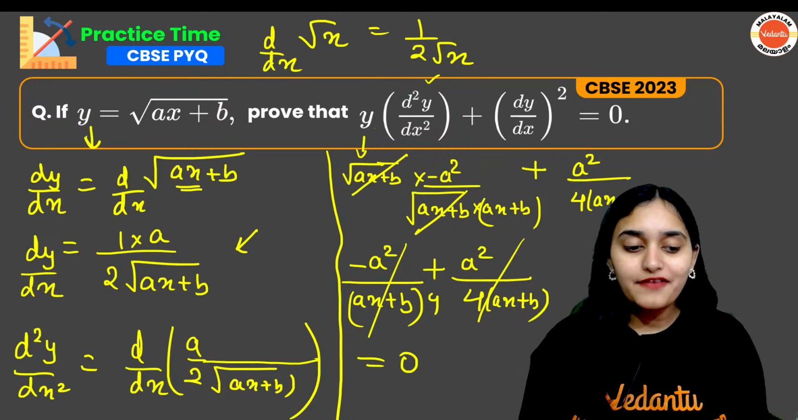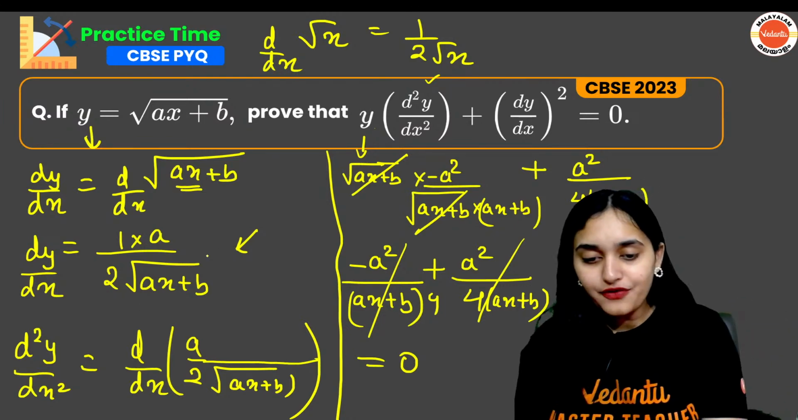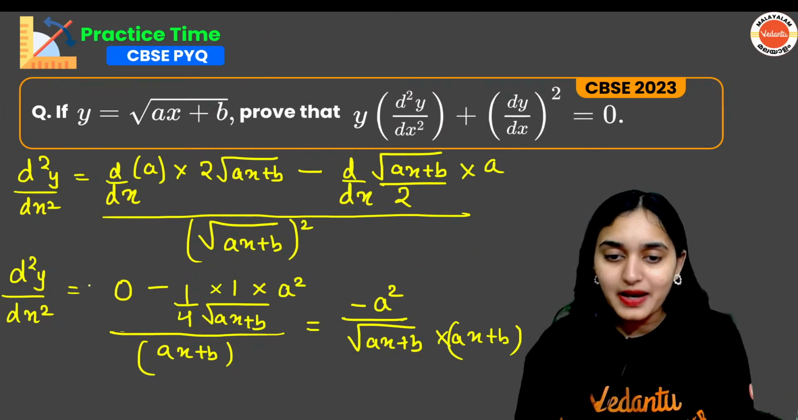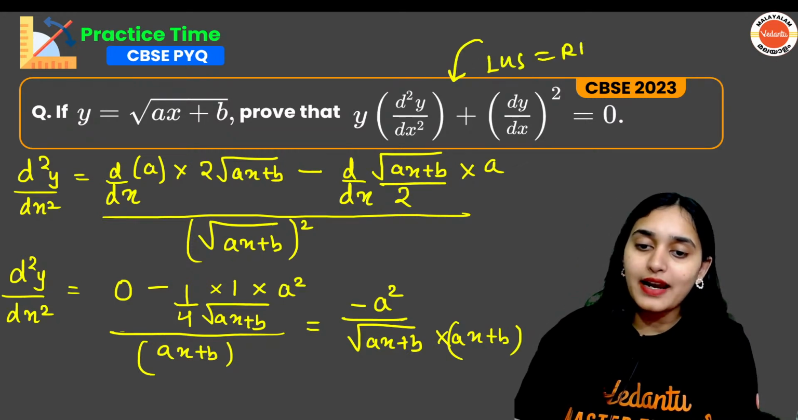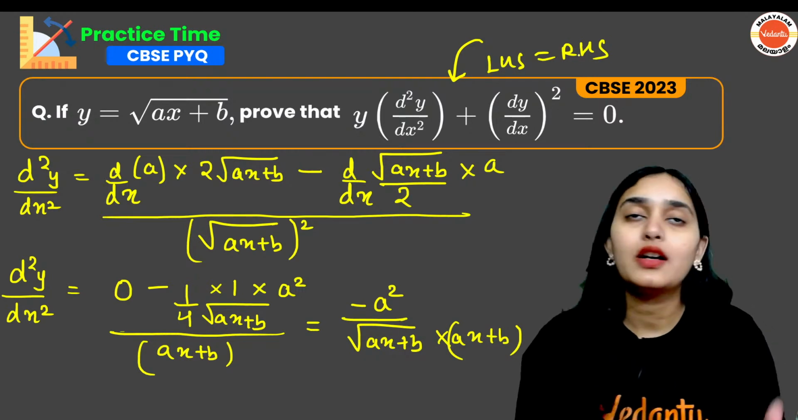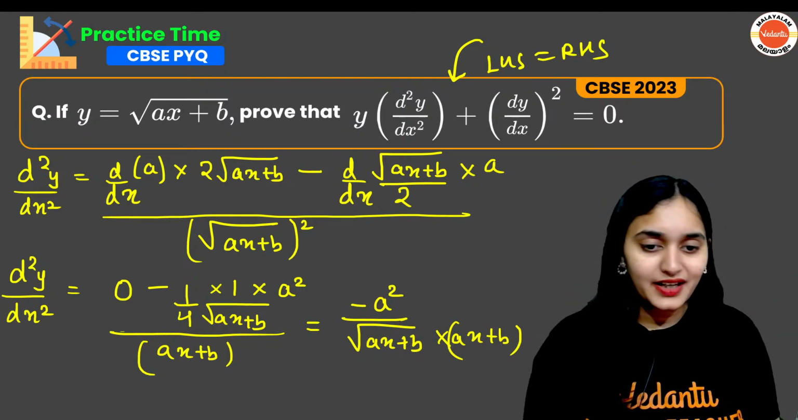So first of all, find out dy by dx. Then you find out d square y by dx square. Then you put it in this equation on the left hand side, get it equal to the right hand side, and you can show, hence prove, that's the answer.